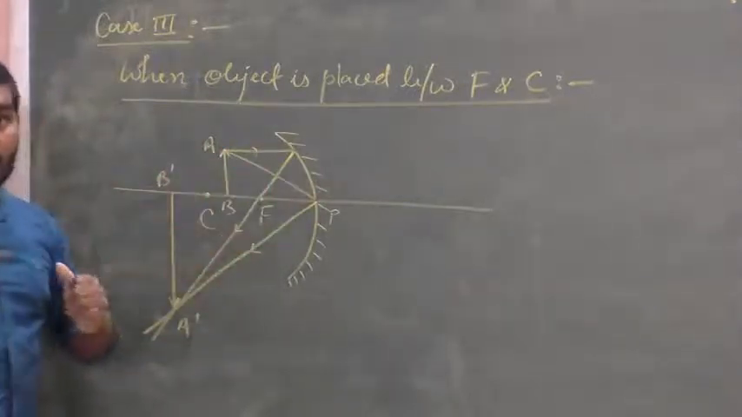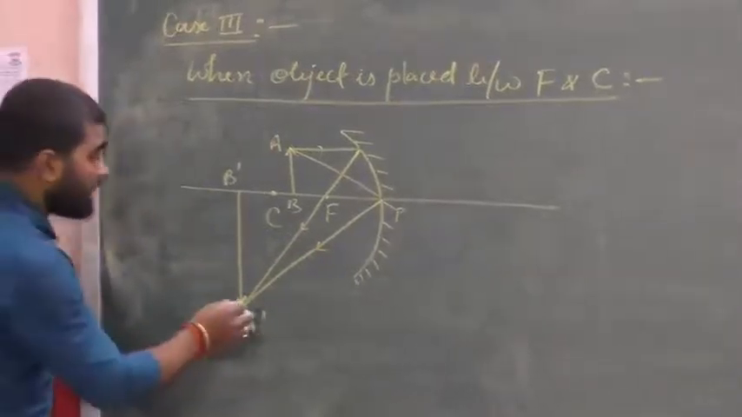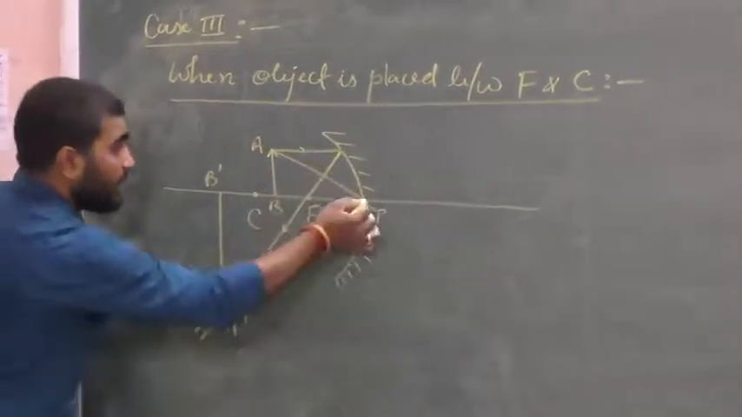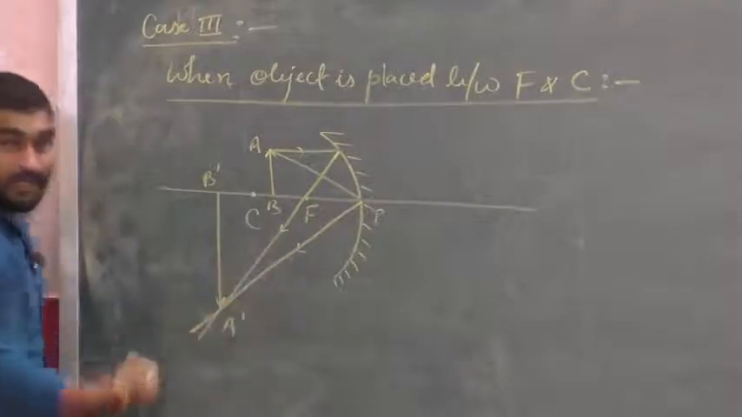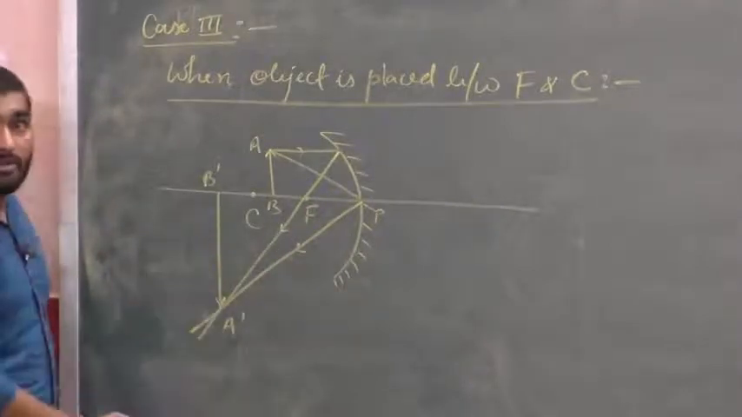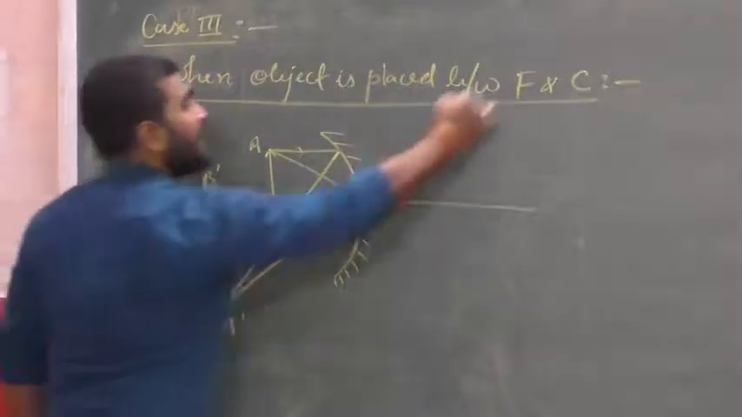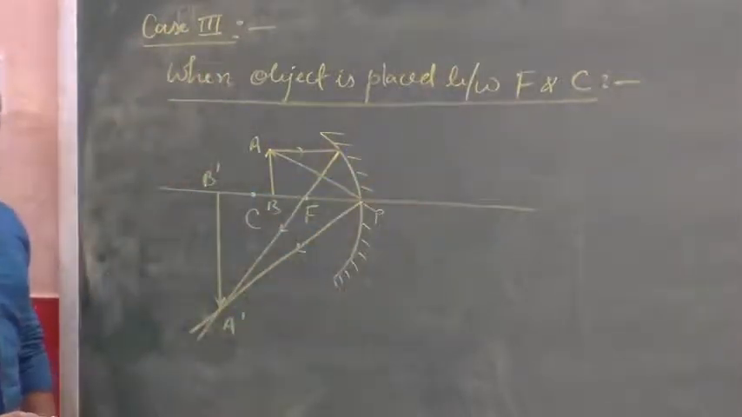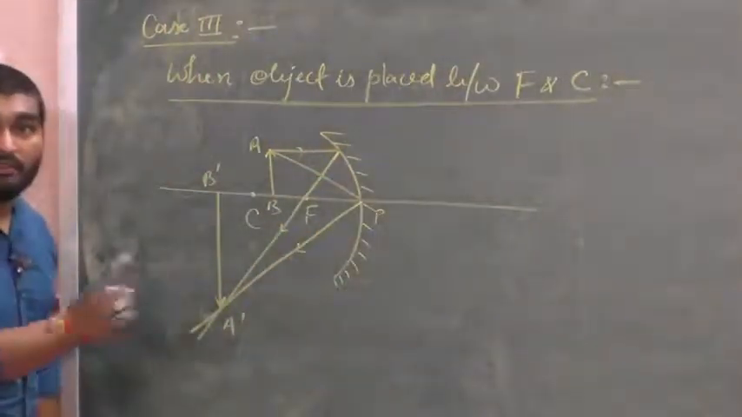not by virtual. So you can see these two reflected rays are cutting each other in a direct way. So here a real image will be formed, because it is not going back in a virtual line. So here a real image will be formed.